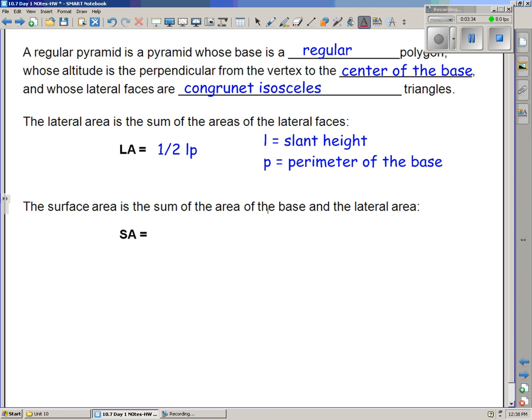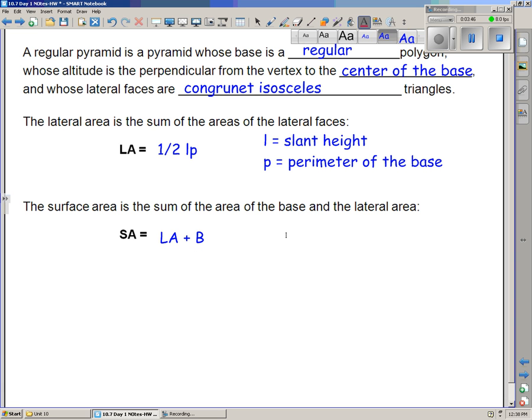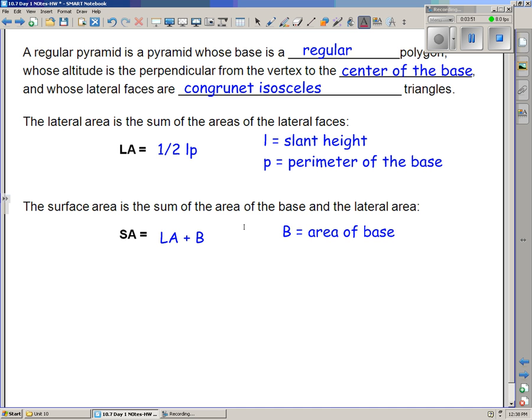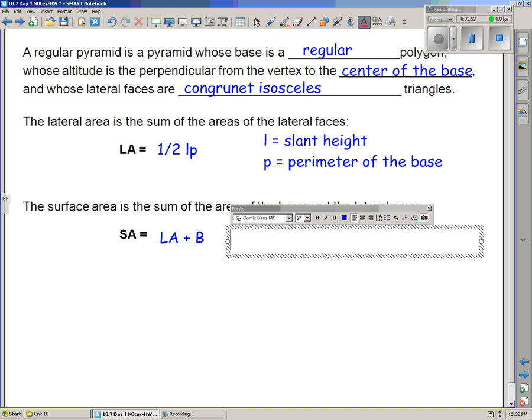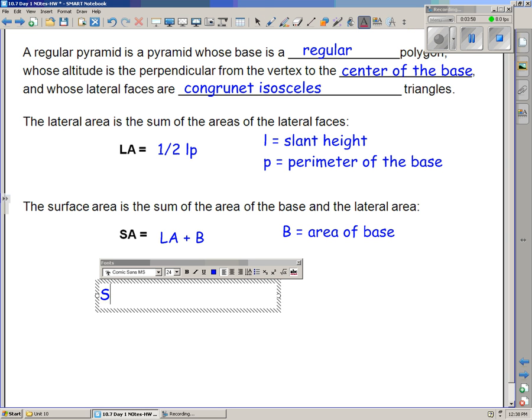Then the surface area becomes the sum of the area of the base and the lateral area. So one way they write surface area is lateral area plus big B. Remember, B being the area of the actual base. So big B equals area of base. Or another way we can say surface area is, we could say the surface area equals 1/2 LP plus area of base. Okay?